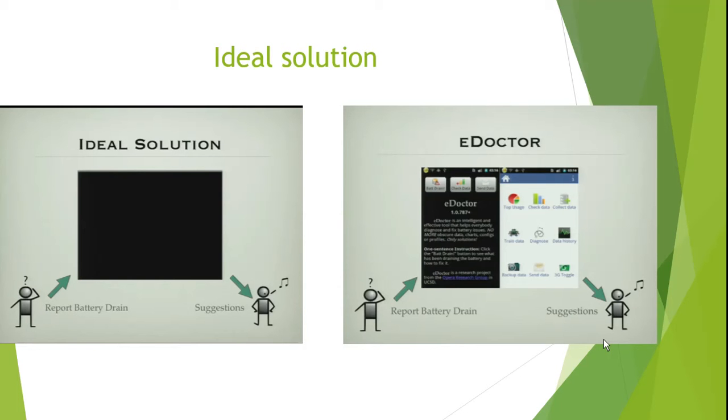So the ideal solution is a solution which has to be useful to a user. As we have seen in our previous video, the problem is pretty complex. It's very hard to diagnose. So an ideal solution should be in such a way that once the user reports the battery drain problem, a report goes into a black box and the user gets suggestions in response. He shouldn't need to know what the black box does.